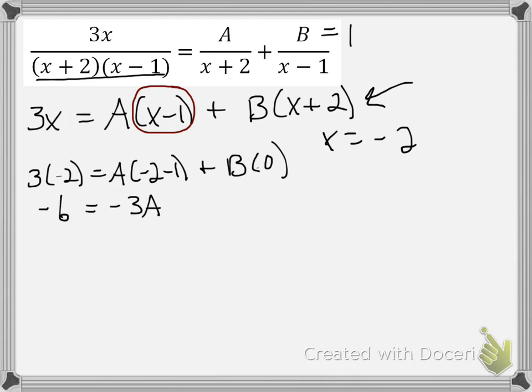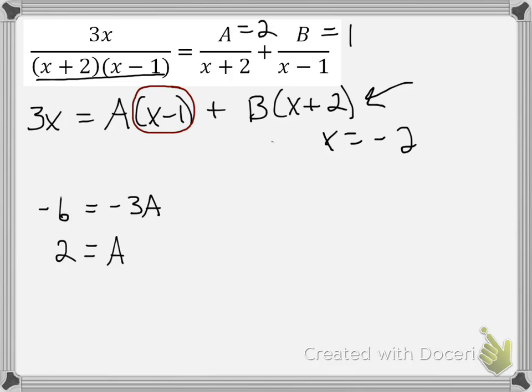Now I just have an A. I can solve for A by dividing both sides by negative 3. So I get A equals 2. So I'm going to write that up there. Okay, so now I know A is 2, B is 1.